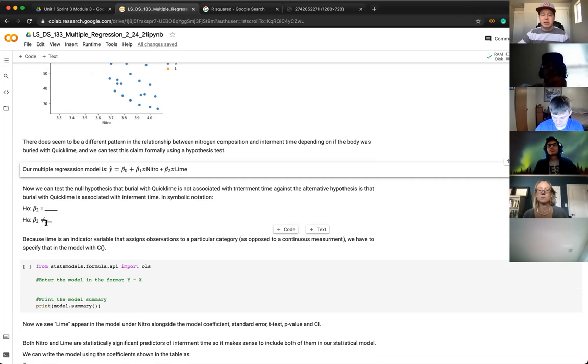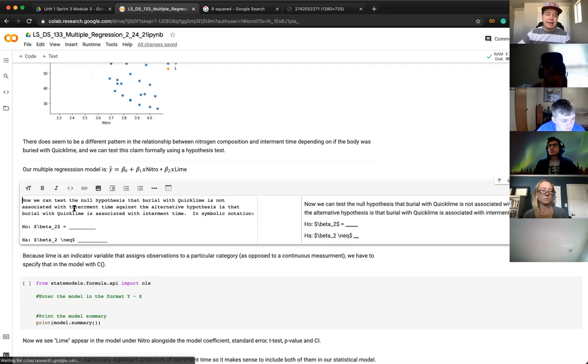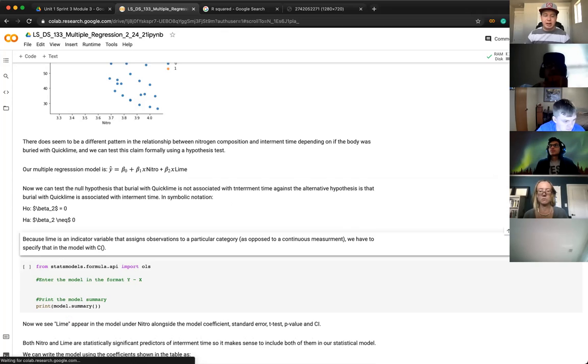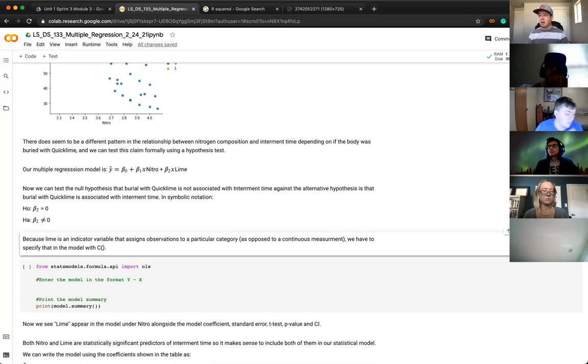Okay, and when we do this, we're going to run a new t-test to see, is lime significant? Right, when we include this, is its slope non-zero? Is there really a relationship between interment time and lime? Right, so again, our null hypothesis is that beta 2 equals 0, and our alternative hypothesis is that beta 2 is not equal to 0. Just like yesterday, but we're testing a different slope coefficient.